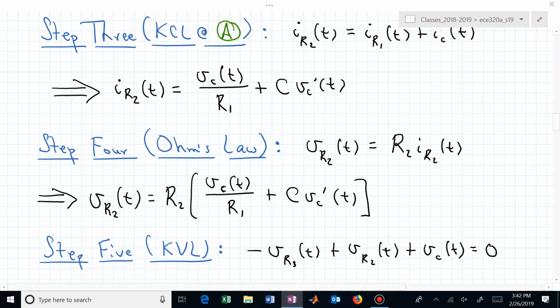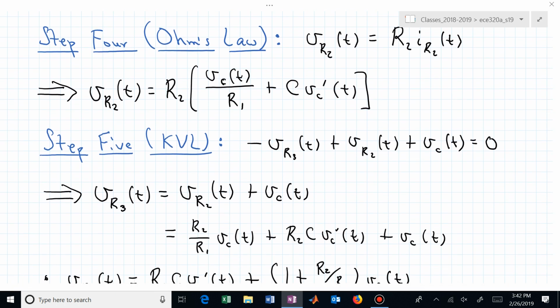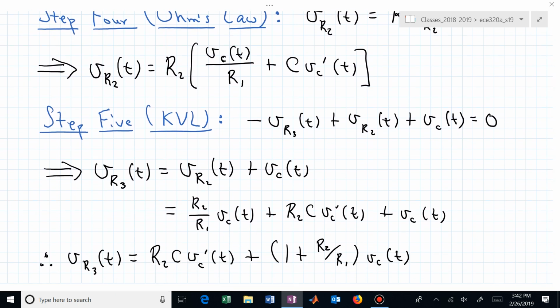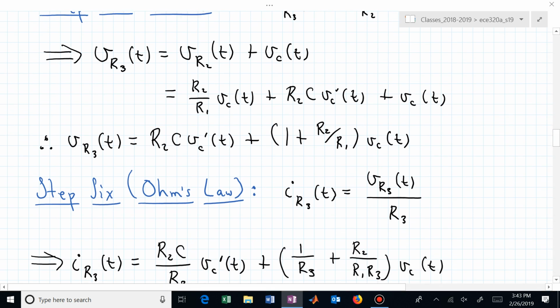Step 5, KVL to find v sub r sub 3. Again, v sub r sub 3 is a linear combination of v sub c and its derivative. Once we have v sub r sub 3, Ohm's law allows us to obtain I sub r sub 3 by dividing by r sub 3.